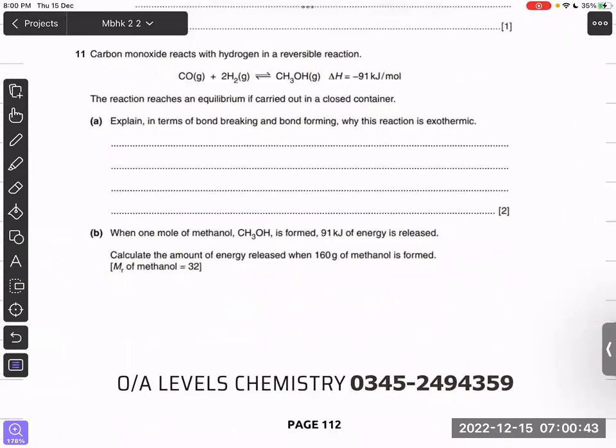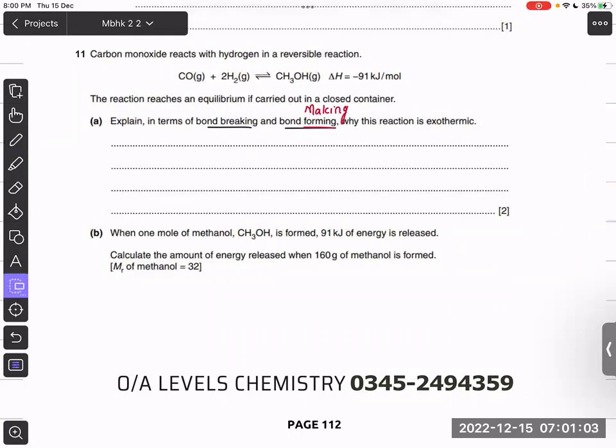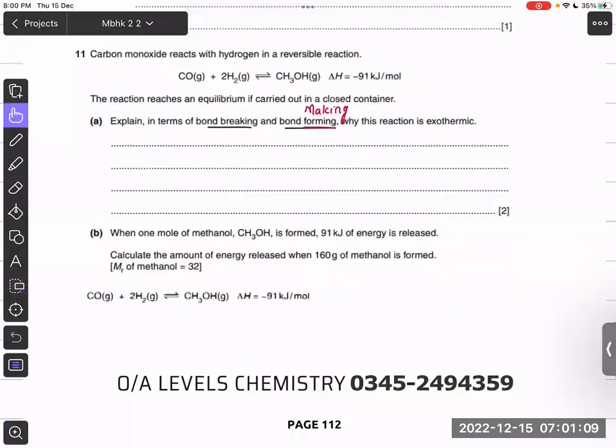अभी जो हमने क्वेश्चन किया ना, फर्स्ट पार्ट इज सेइंग एक्सप्लेन इन टर्म्स ऑफ बॉन्ड ब्रेकिंग एंड बॉन्ड फॉर्मिंग व्हाई दिस रिएक्शन इज एक्सोथर्मिक. समटाइम्स ही यूजेस द वर्ड बॉन्ड फॉर्मिंग एंड समटाइम्स ही यूजेस द वर्ड बॉन्ड मेकिंग. दोनों का एक ही मतलब है, ठीक है. आप कोई भी जो क्वेश्चन में वर्ड दिया हुआ है उसी को यूज कर लेना आंसर लिखते वक्त. नाउ लेट्स डू पार्ट बी. पार्ट बी पहले अगर आप खुद ट्राई करो देन विल सॉल्व.